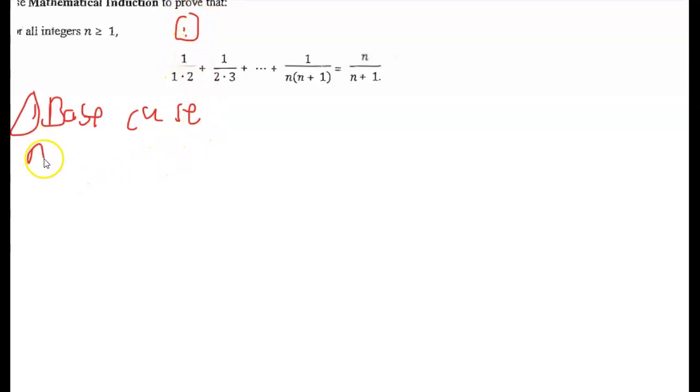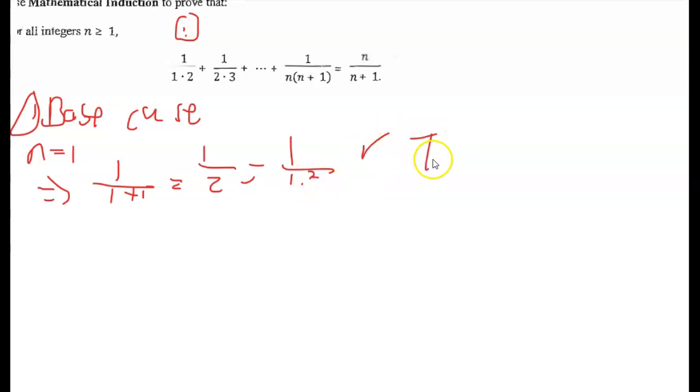So if I let n equal to 1, I should get the first term over here. So this implies 1 over 1 plus 1. And what is that equal to? That is equal to 1 over 2. And 1 over 2 is technically this, right? So you can rewrite 2 as 1 times 2. Same thing. So this is true. So the base case over here is true.